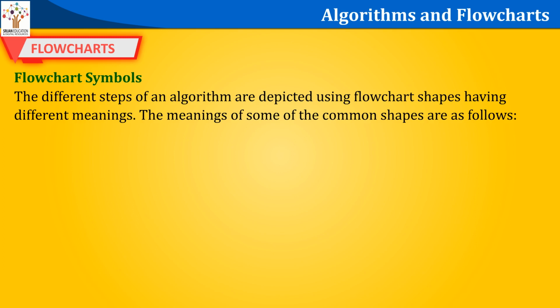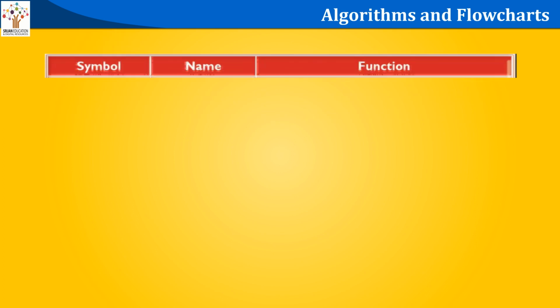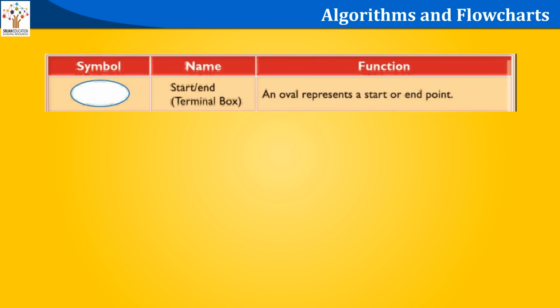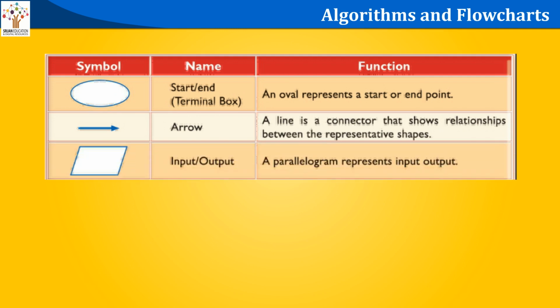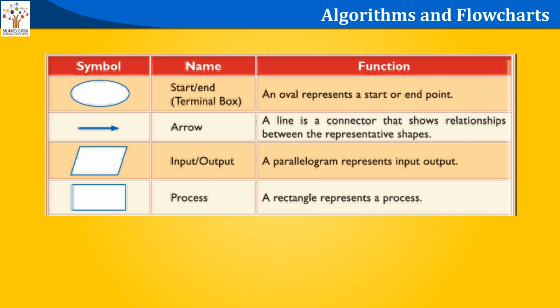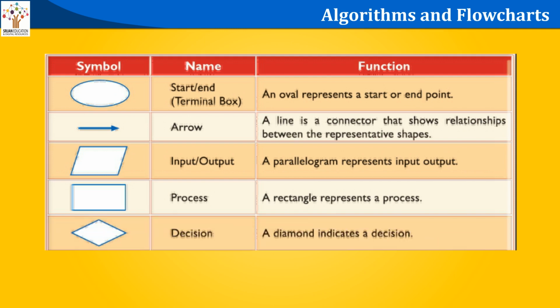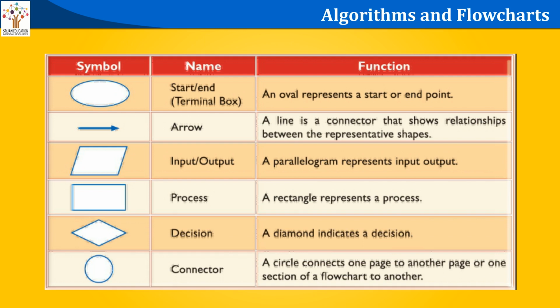The meanings of some of the common shapes are as follows. Symbol, name, function. Start or end terminal box: an oval represents a start or end point. Arrow: a line is a connector that shows relationships between the representative shapes. Input or output: a parallelogram represents input, output. Process: a rectangle represents a process. Decision: a diamond indicates a decision. Connector: a circle connects one page to another page or one section of a flowchart to another.